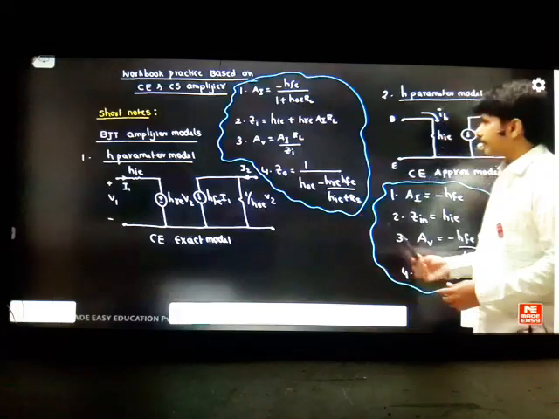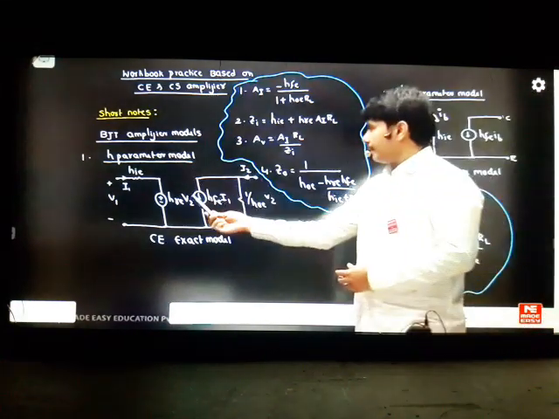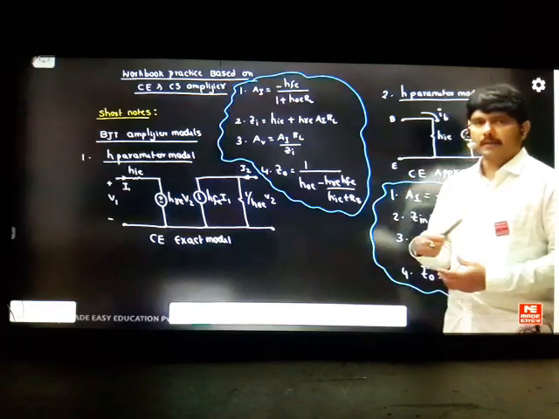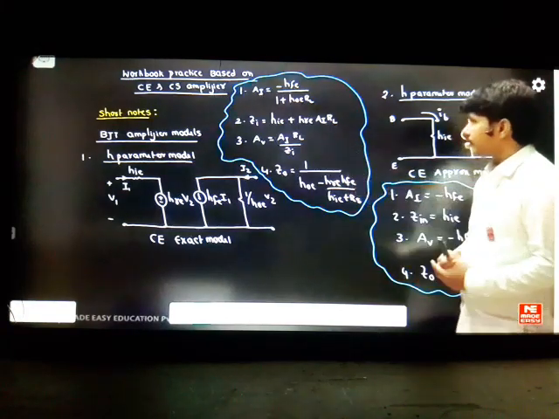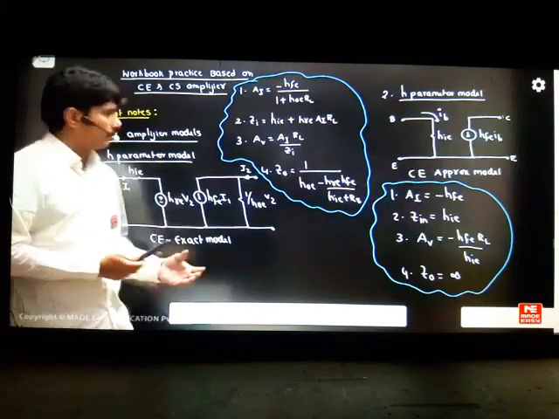In the first session, I have given some highlights for you on the board. That is the hybrid parameter model diagram. We have already seen 4 parameters: one is HIE, one is HRE, one is HFE and one is HYE. In the common emitter model, generally we practice most of the time in hybrid theory. These 4 formulas you should practice. Standard things I'm writing on the board. In the previous class we derived them. Now we should have the highlights.